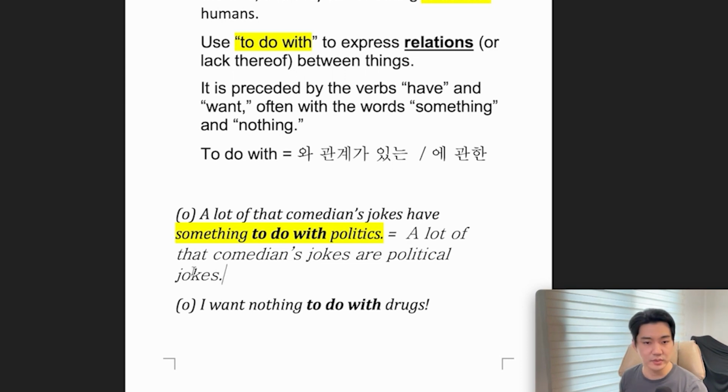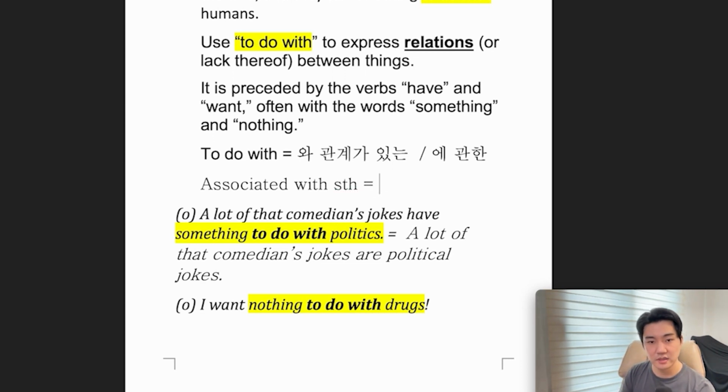Or another example, I want nothing to do with drugs. So, 나는 마약이랑 아무 상관없어. I don't care about it. I don't want to be connected with drugs. I don't want to be associated with drugs. I don't want to touch drugs. So, when you're associated with something as well, should I? Associated with something.